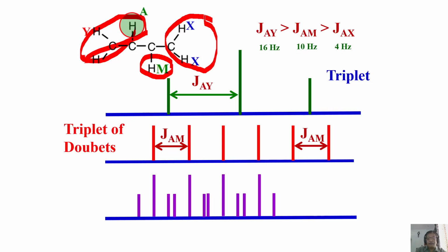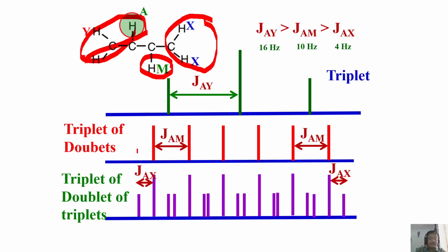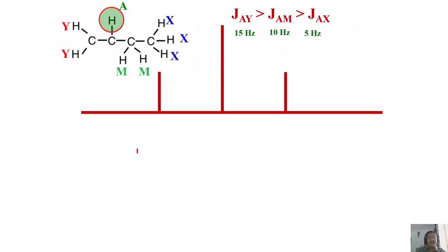Triplet. So it first became triplet of doublets. Now it is triplet of doublet of triplets. TDT. It is called in the nomenclature when you write your papers, you write as TDT, triplet of doublets of triplets.